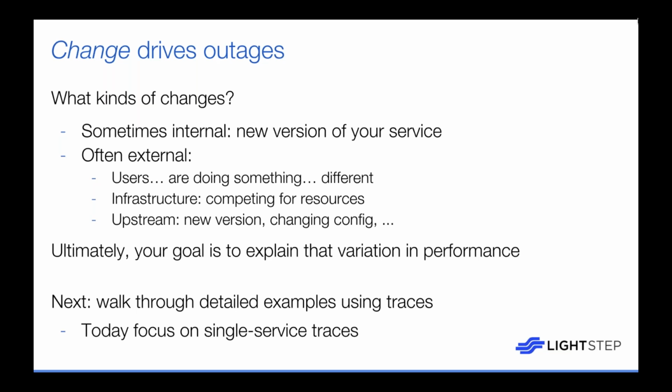And the last set of external changes are upstream changes. So that might be all of these sorts of things, whether they're new versions, config changes, resource starvation, happening to some of your dependencies. And ultimately, in any of these cases, your goal is to explain that variation in performance, that is the performance of your service, in terms of one of these changes, because that'll tell you what you need to do next. So what I wanted to do is walk through a bunch of examples using traces about how we can identify these different kinds of changes.